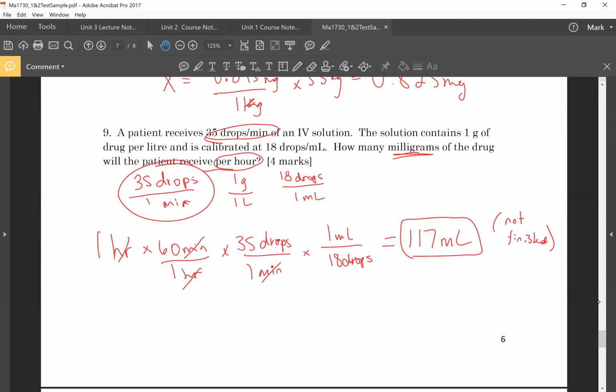There's 117 milliliters, but the question is asking for milligrams. Okay, so I know that we have 117 milliliters. We know that in 1 liter, I'm just going to write this down, but I will erase it. We know that in 1 liter, there's 1 gram of the drug. The problem is we don't have liters yet. So I'm going to convert this into liters. So I'm going to times this by 1 liter over 1,000 milliliters. Then I can convert this to grams.